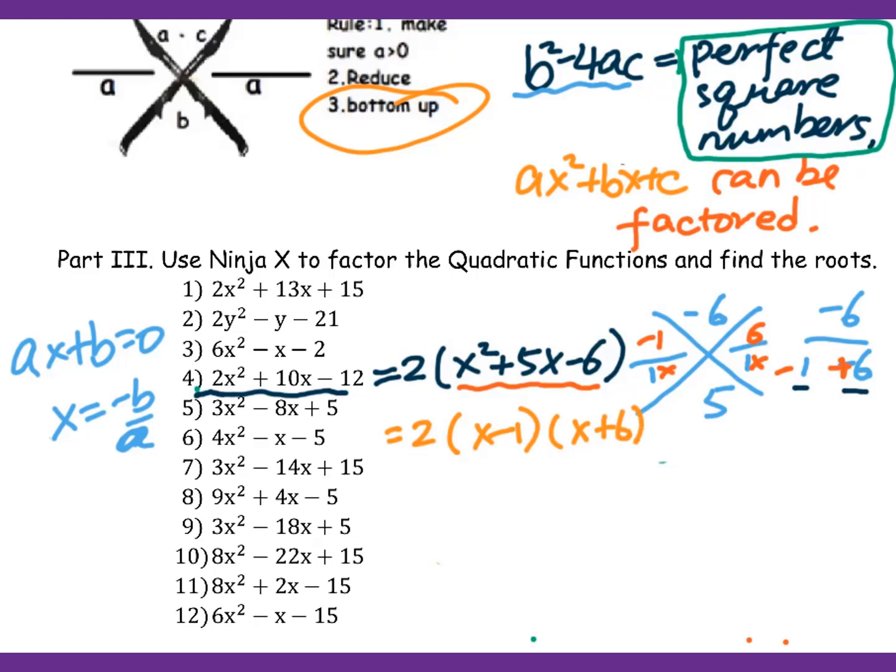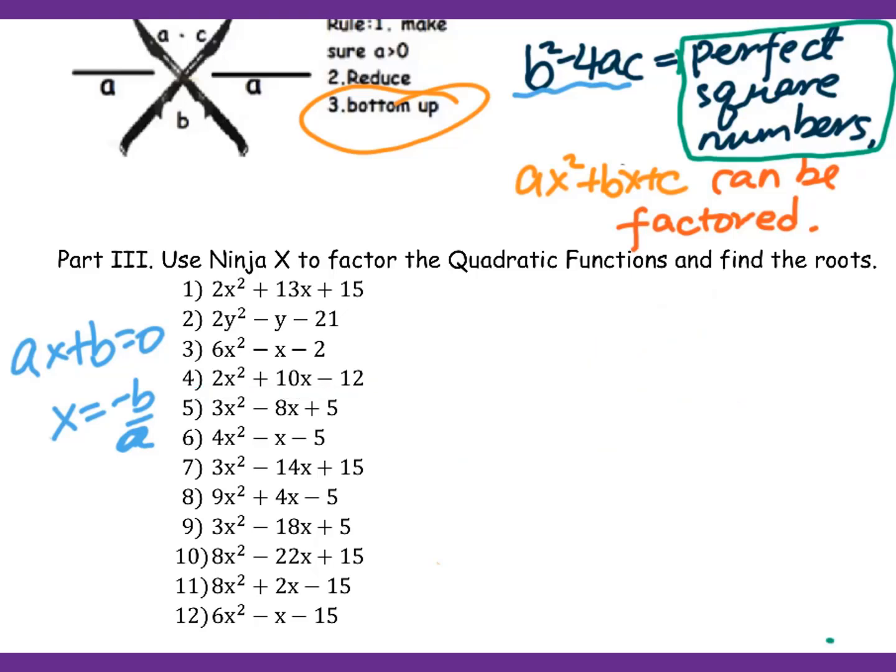What's the roots? This 2, you cannot get 0, so ignore this 2. We just make x minus 1 equal to 0, or x plus 6 equal to 0. Therefore, x1 equals 1, x2 equals negative 6.